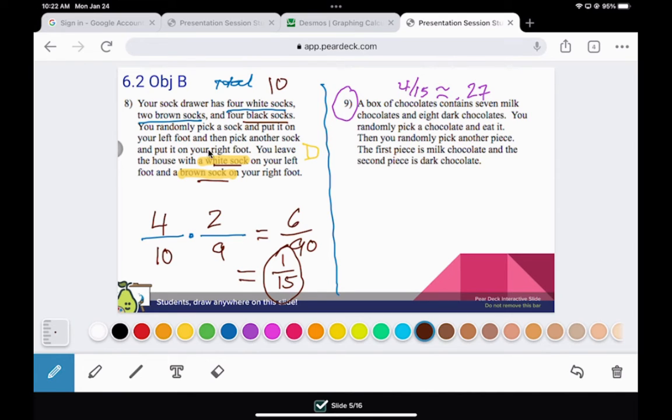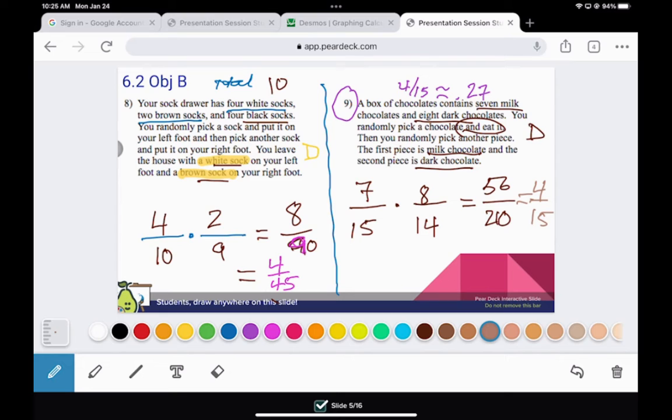So ask yourself, is this independent or dependent? If it's dependent, the total will be changed for the second one, and then you just multiply them together. Okay, so let me see how we do with this. And then ask me a question.